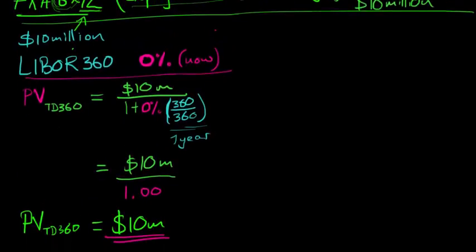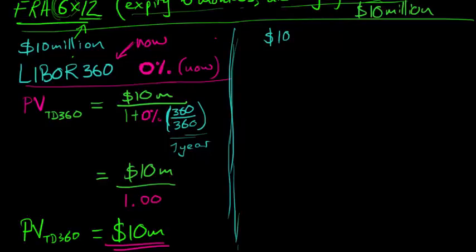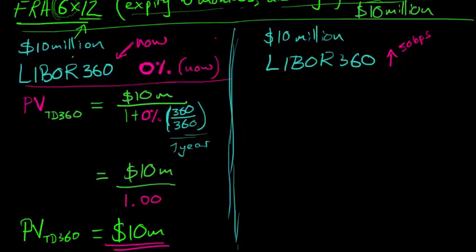Okay, now this is now, and now let's look at expiry. So at expiry, we'll have a 10 million, the underlying 10 million LIBOR 360. Let's say that now the rate has increased to 50. It's increased by 50 basis points. So the new rate is going to be 0.5% future. So the future value, the future rate is 0.5%.